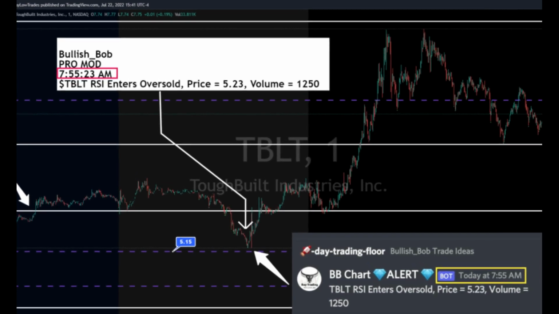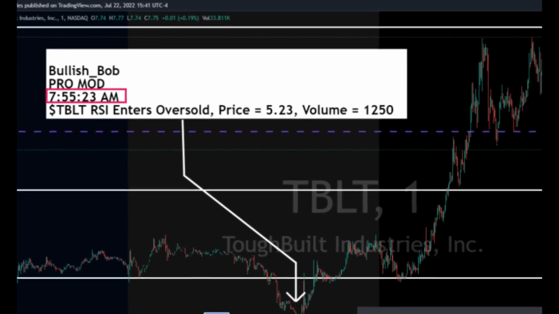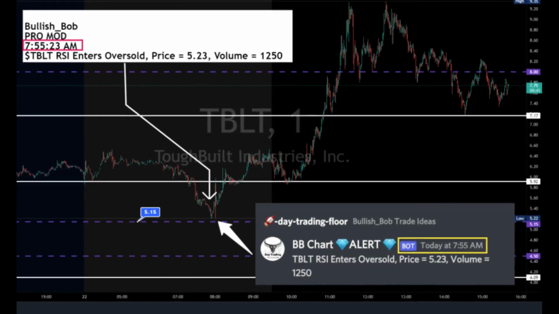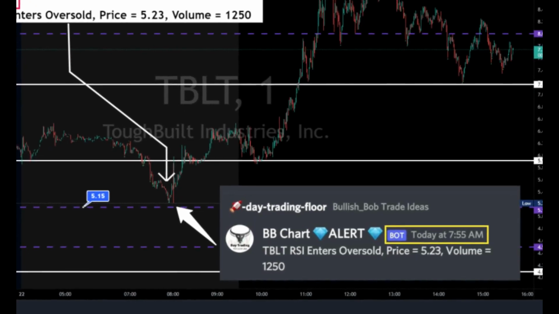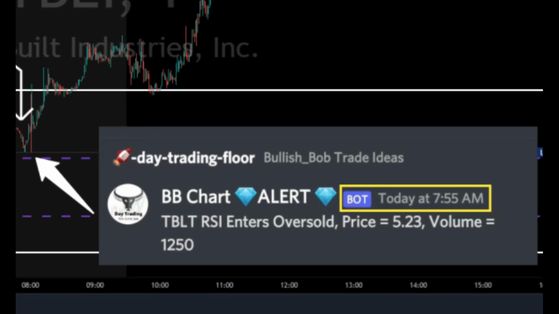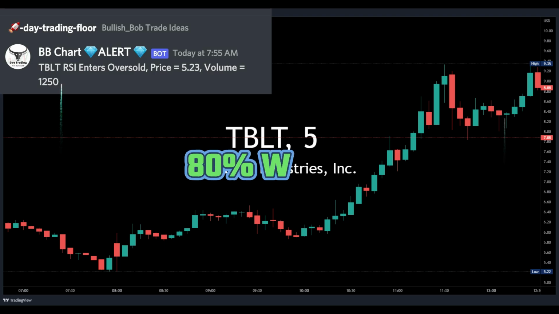I alerted Benzinger Pro and my Discord at 7:55 in the morning that TBLT was oversold at a price of $5.23. This alert allowed multiple entries and exits off of TBLT intraday. You could buy at the bottom and sell at the top, and you'd be looking at an 80% winner.